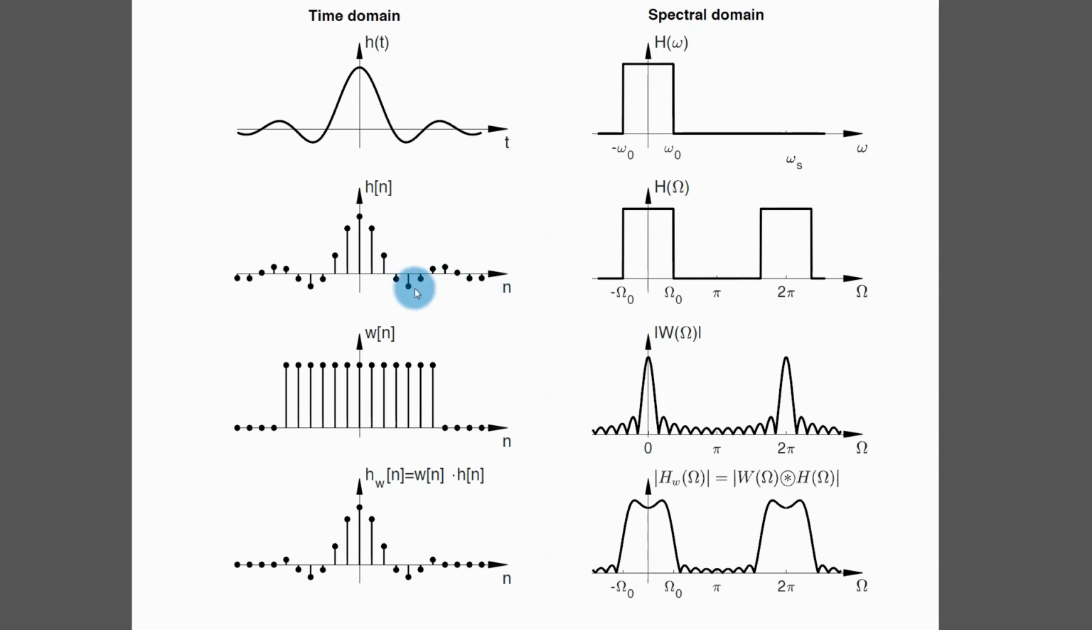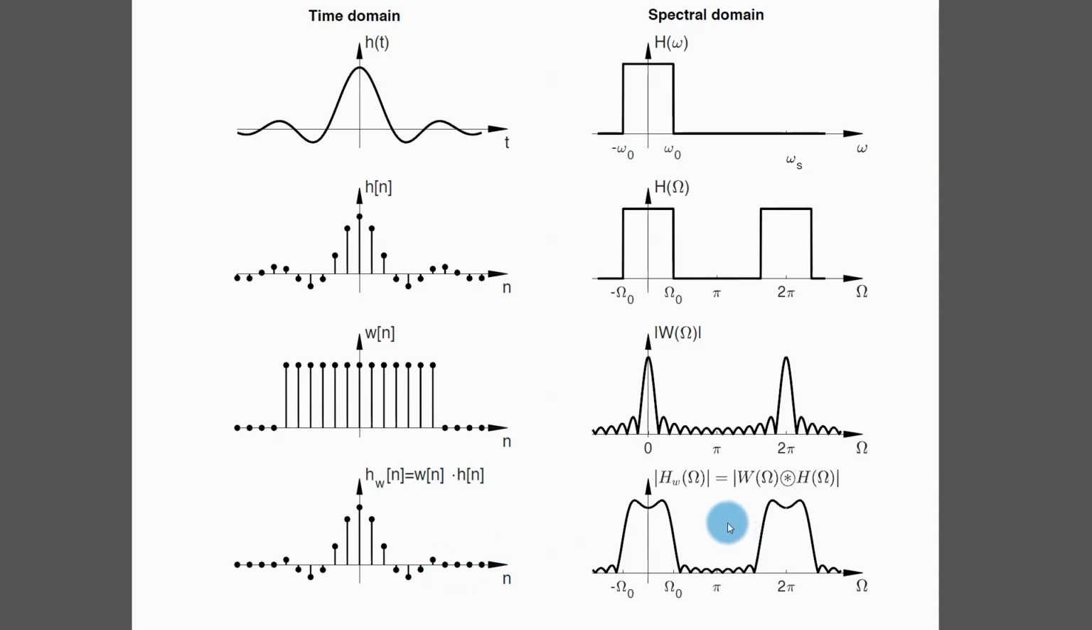So we need to cut this impulse response to a finite length. And how do we do the cutting? Well, mathematically, the cutting can be described by a multiplication with a window. So to get a finite impulse response, I need to take this infinite impulse response, multiply it with this window, and I get this.